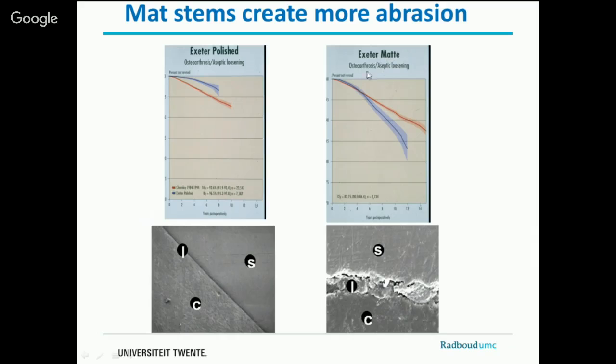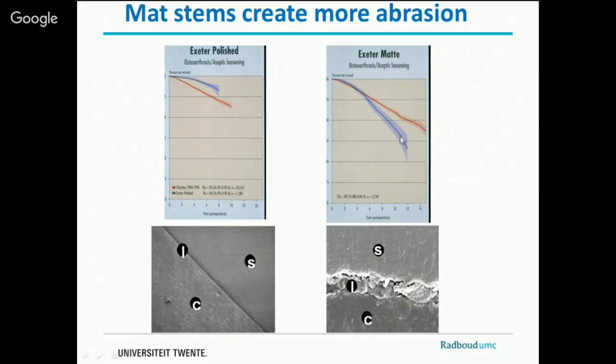Yeah, and you can see here in blue, this is the survival of the matte stem. Let's say after 10 years, we have, what does it say? This is 90, so it's about, let's say, 85%. And here clearly the blue line is more on top. So the survival of the polished stem is better than the matte stem. So this was the early start.